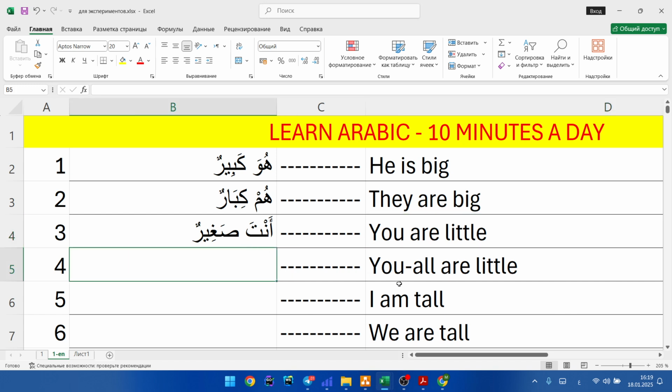So how to say you all, guys? We say antum. You, the one person, anta. You all, the many persons, antum. How to say are little? You all are little. In opposite of single, we say sigarun, and we remind this song. Kabirun kibarun, صغير صغار, فعيل فعال.